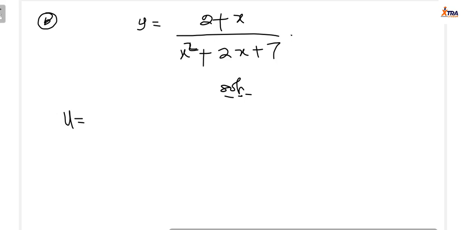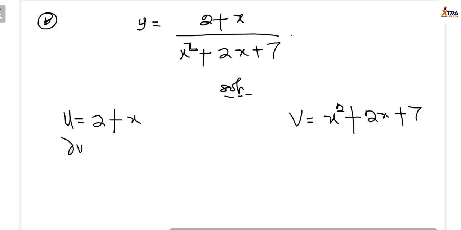We have u equals 2 plus x and v equals x squared plus 2x plus 7. So we find du over dx, which is 1, this is 0, this is 1. And dv over dx equals 2x plus 2.